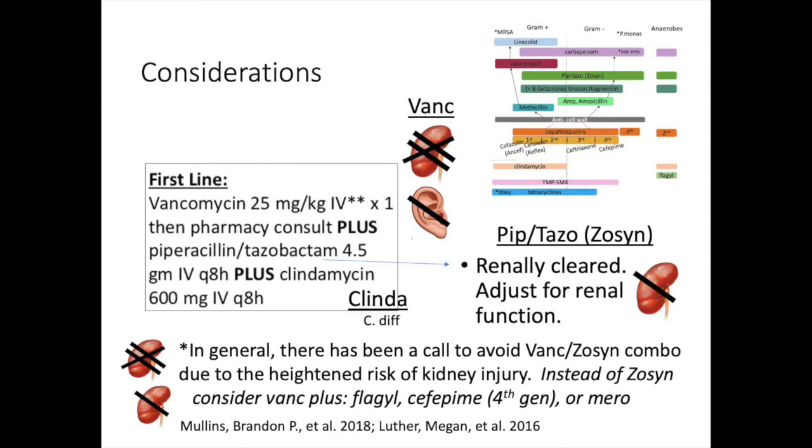So cefepime is that fourth generation cephalosporin. It's also going to hit those gram negatives. It does also cover for Pseudomonas. So instead of vancomycin, you could go for vancomycin, or you could do, say, vancomycin. And so that one's going to hit the gram negatives. It's going to hit Pseudomonas and anaerobes. And so you'll have similar coverage, but less of the acute kidney injury risk that we're seeing with combined vancomycin.